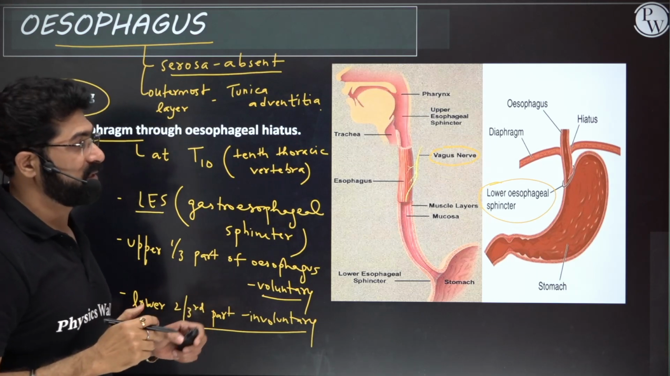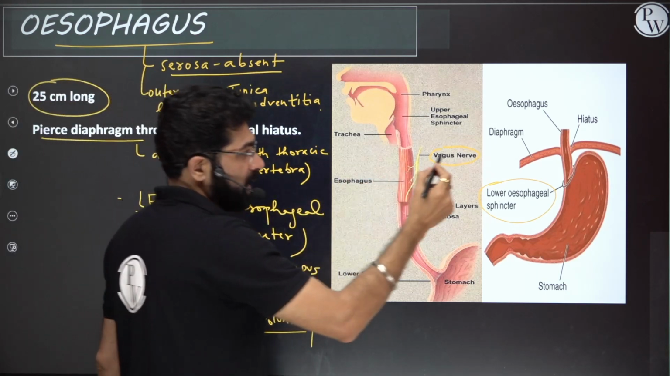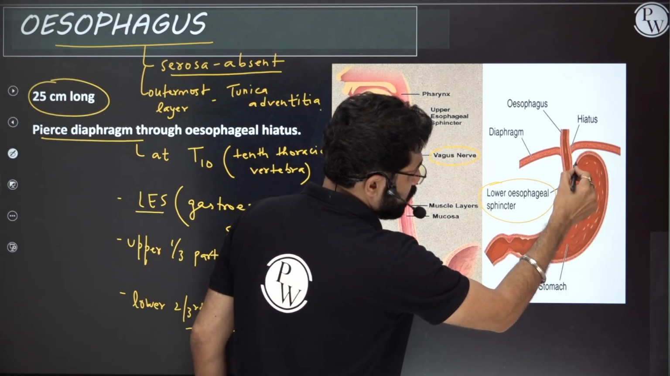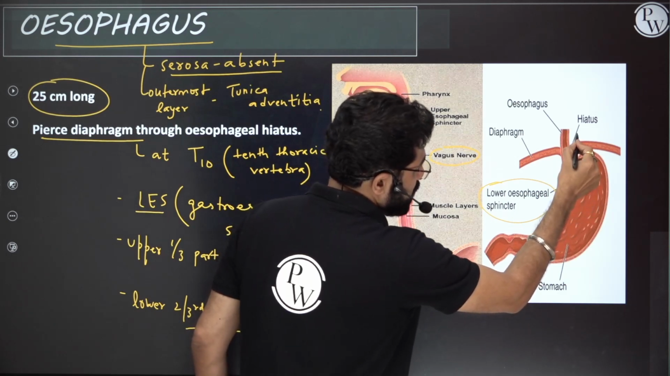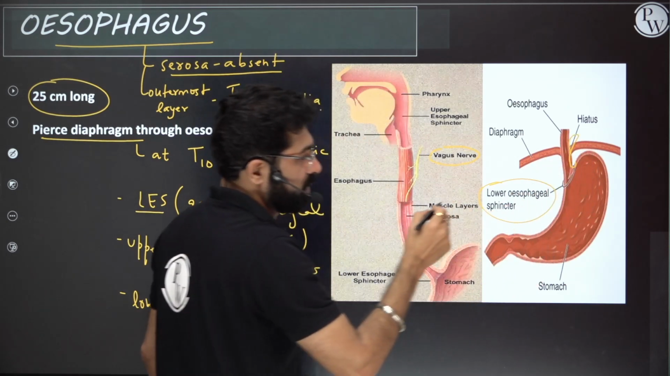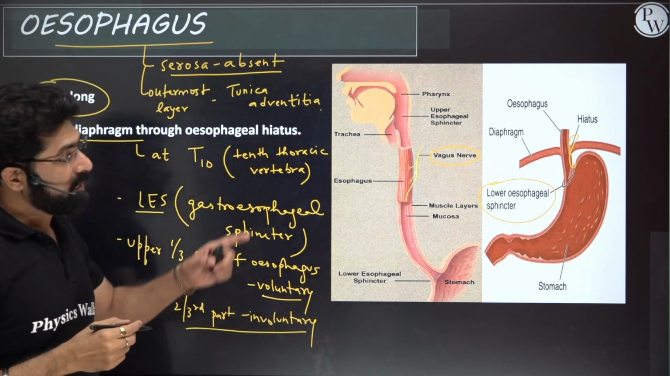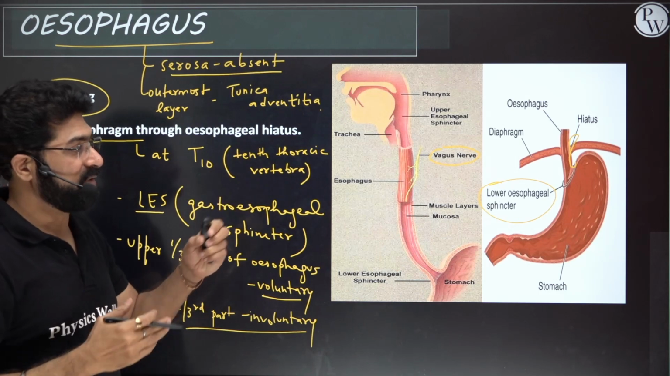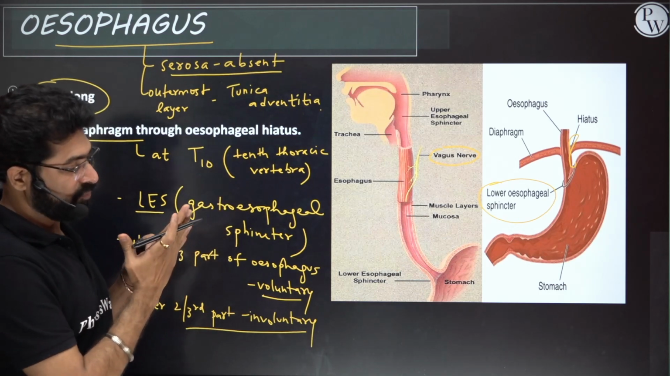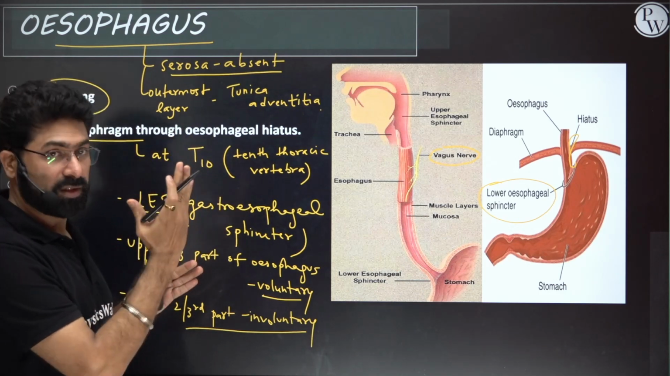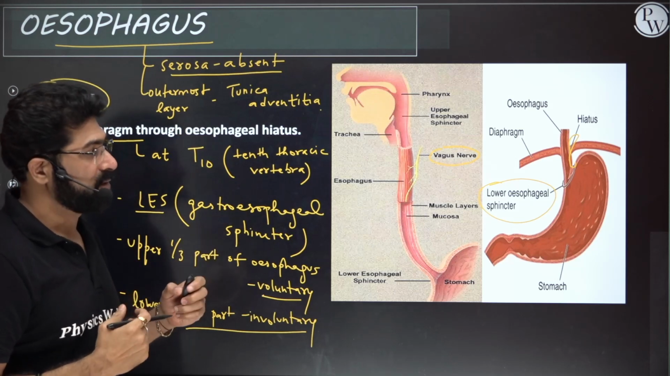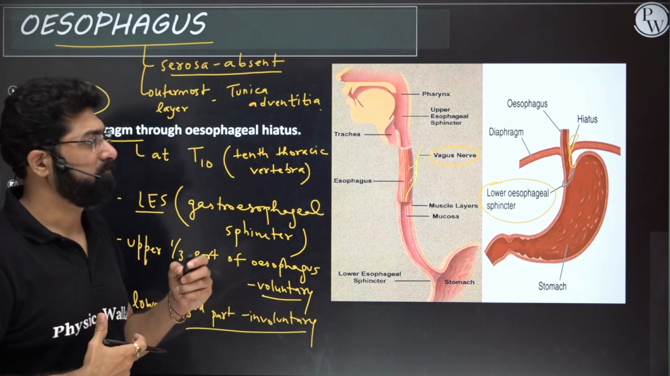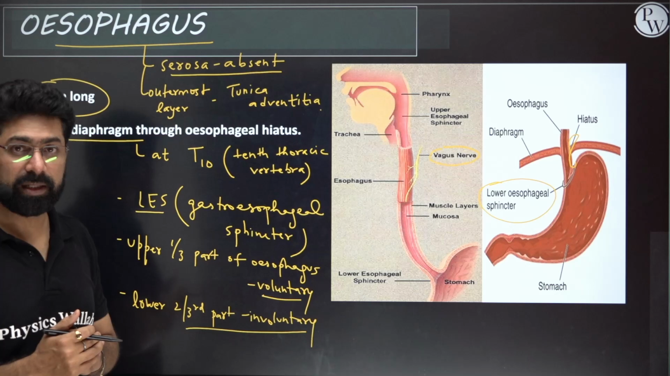The esophagus. One disease sometimes happens. Sometimes this part comes out in this region here because of some injury or something. At that time, that is called hiatal hernia. When some part of the stomach and the esophagus comes out of the diaphragm region, that can happen due to extreme injury there. That is called hiatal hernia.